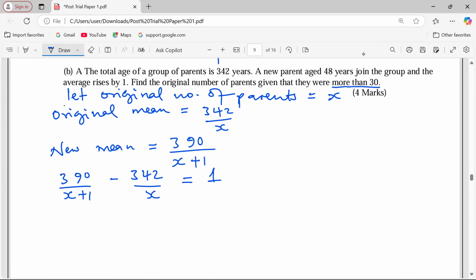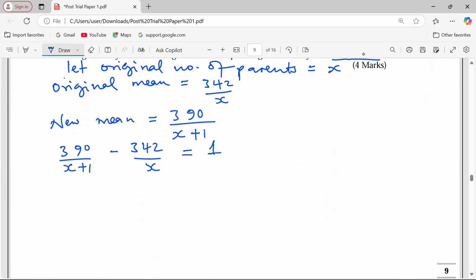Total age of parents, 342. So original mean was 342 over x. A new parent joining these parents with 48 years. That means the new total is changing, hence affecting the mean. So the new mean becomes new total 390 out of the new total number of parents, x plus 1. Now, the difference in these two averages, so the average has raised by 1. It's just 1.